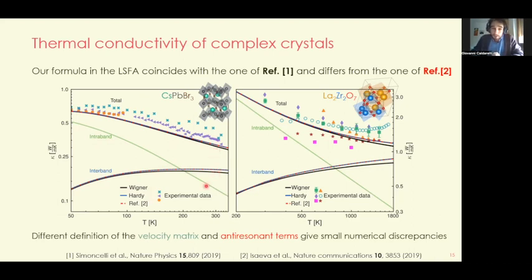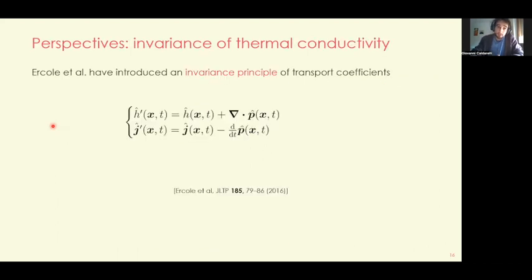And it seems that, as you can see, the different definitions of the heat flux, resulting from the different definition of the velocity matrix and the presence of the anti-resonant term, give basically small numerical discrepancies. So the numerical discrepancies that we measure in our numerical simulation are basically negligible for all the different results for thermal conductivity. And so this triggers a question about whether this could be a result of an invariance principle of thermal conductivity that could be rigid to the microscopic details in which you describe the heat flux. And so one of the questions that is unanswered from our work, and a future perspective, is to consider the invariance principles of thermal conductivity.